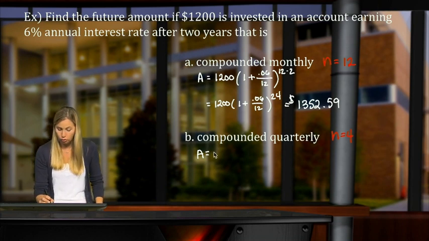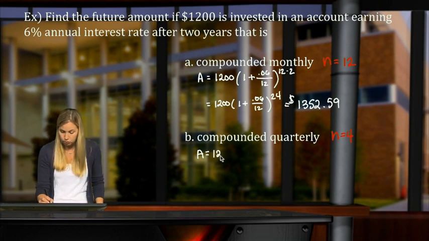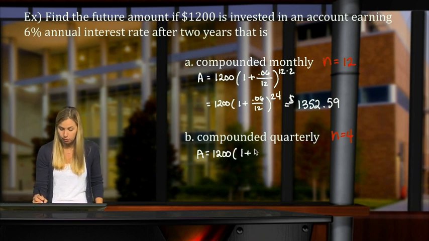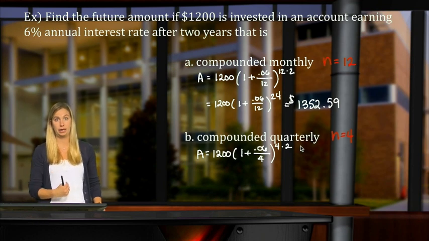Plugging our values into our formula, A is equal to 1200 times 1 plus, our interest rate remains the same, so 0.06, but now we're dividing that by 4, raised to a power of 4 times 2. Again, the time is remaining constant.